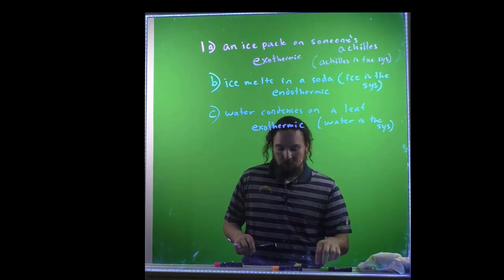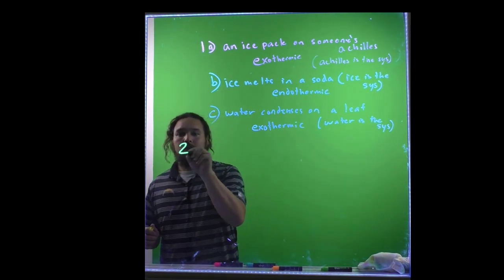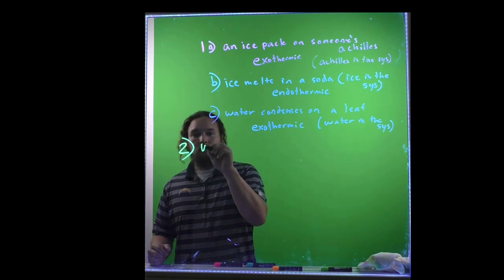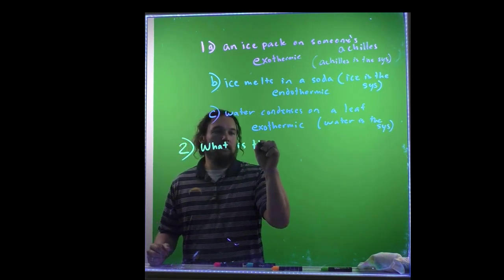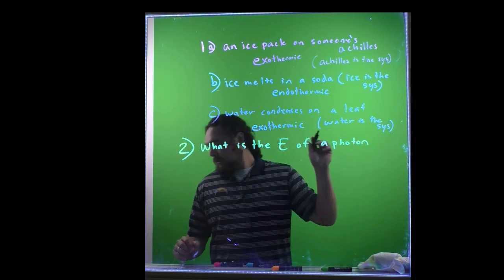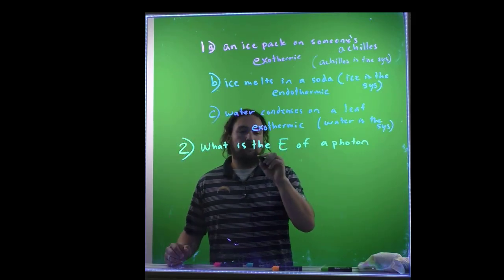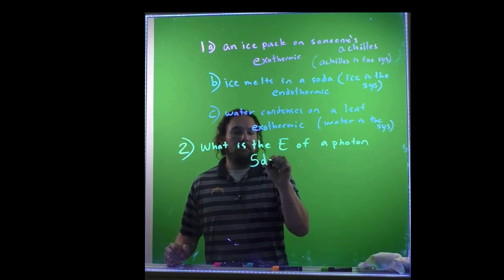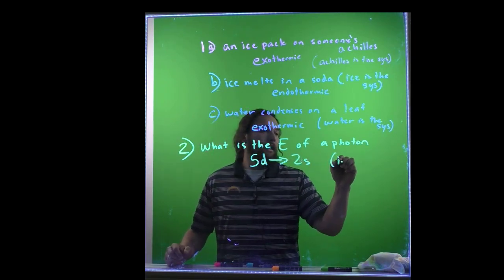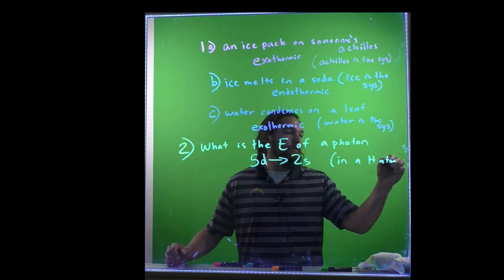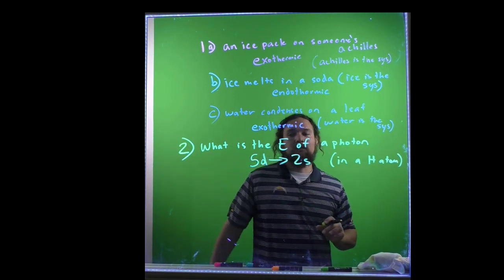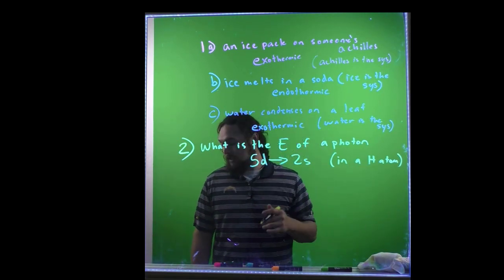Okay. Number 2 is, what is the energy of a photon when it relaxes from a 5d orbital down to a 2s orbital in a hydrogen atom? Okay, so remember we talked about in class, we only can calculate the energy of a photon in the hydrogen atom. It's a very simplified system.